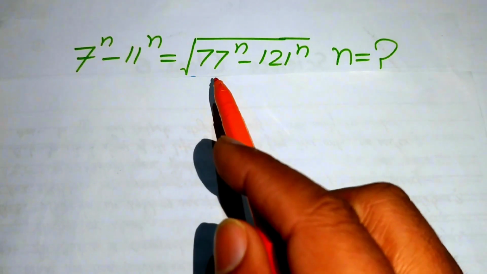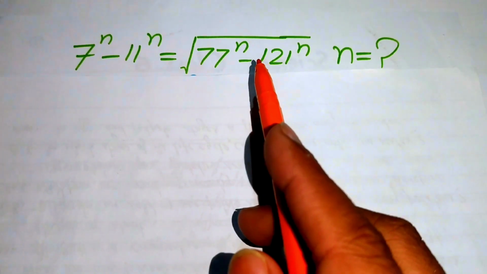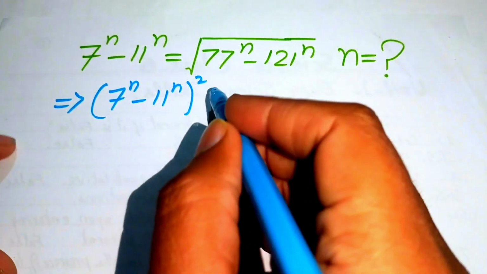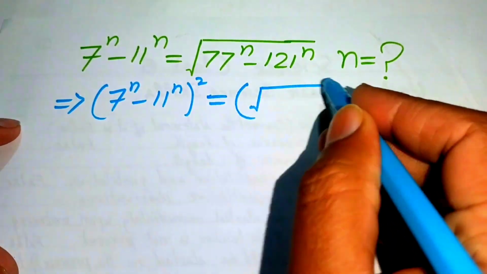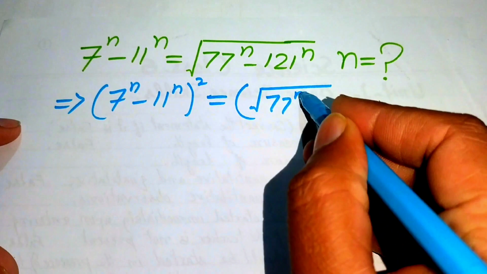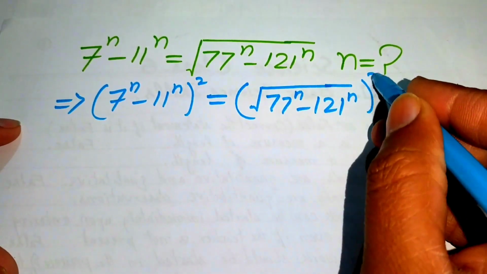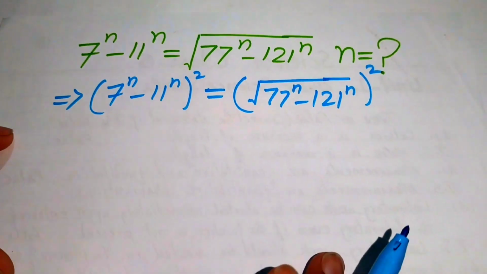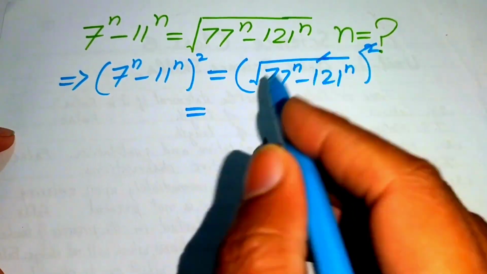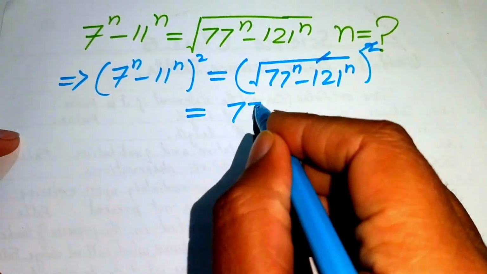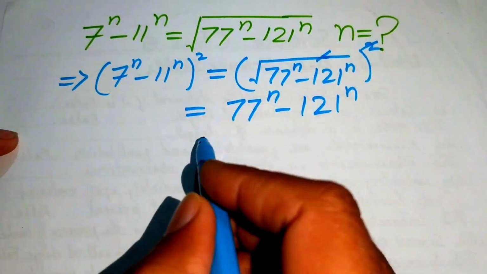The very first thing we are going to do is take the square on both sides of this equation, and we get its output in this form. So we write it as (7^n − 11^n)² = (√(77^n − 121^n))². Now focus on the right-hand side: the square and square root are gone, and we get 77^n − 121^n.